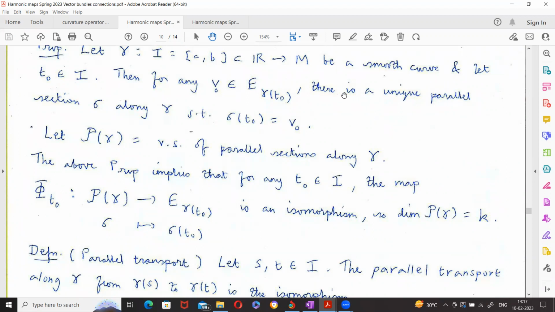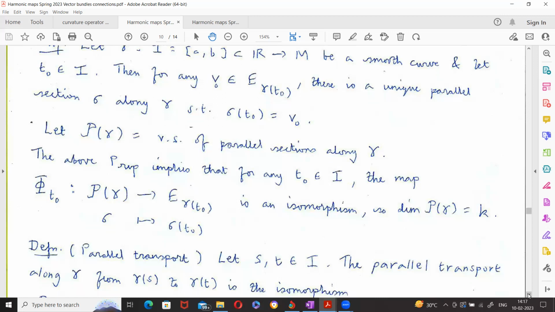Yeah, so the existence in this proposition gives you the surjectivity, and the uniqueness gives you the injectivity. So therefore, this map is an isomorphism. Is that clear? Yes, sir. Okay, so it follows that the dimension of the space of parallel sections is equal to the dimension of the fiber, which is the rank of the vector bundle K. Okay. So the space of parallel sections is finite dimensional, of dimension equal to the rank of the vector bundle. Okay.